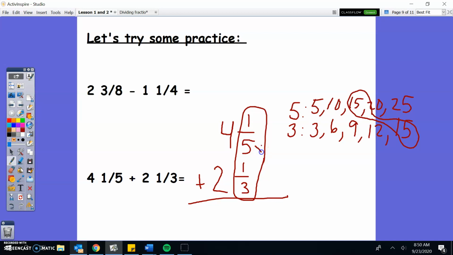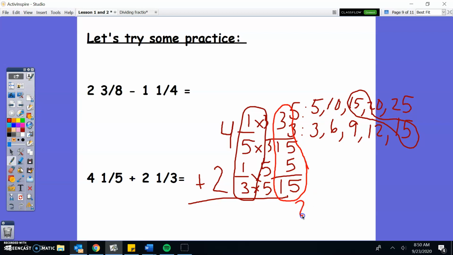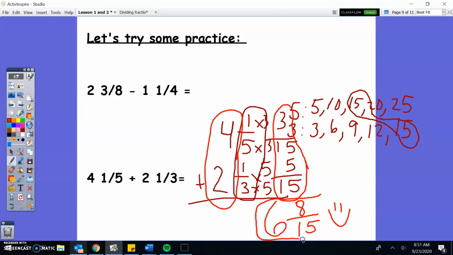So I need to convert these into denominators of 15. I need to multiply top and bottom. 3 times 5 gets me 15, which means 5 times 1 is 5. 5 times 3 is 15, and 1 times 3 is 3. This is very messy, but if I look here, 3/15 and 5/15, I want to add those first. So 5 plus 3 is 8. Keep my denominator the same. Happy, happy, happy. But I'm not done. I need to add my whole numbers now. 4 and 2, which equals 6. So your answer should be 6 8/15.